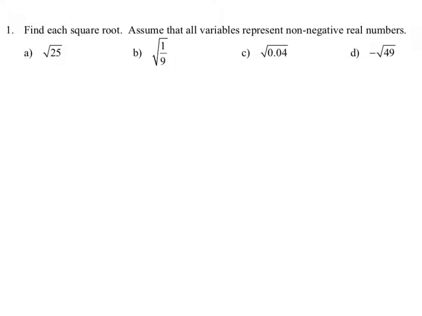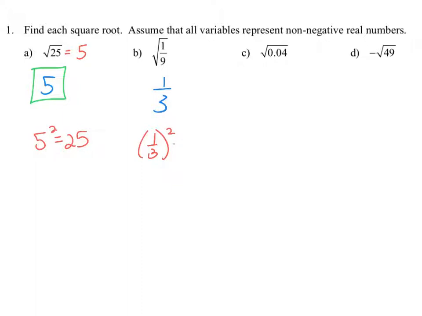Let's find each square root and assume that all variables represent non-negative real numbers. The square root of 25 is 5, and we know that because 5 to the second power is equal to 25, so the square root of 25 is equal to 5. The square root of 1/9 is 1/3, and we know that because 1/3 to the second power is 1/9. So the square root of 1/9 is 1/3. 1/3 is our answer.